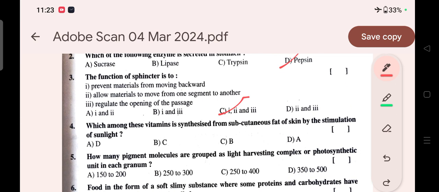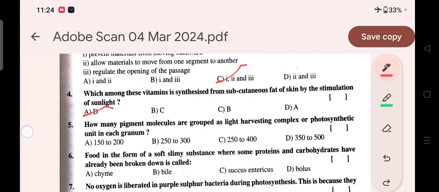Next bit. Which among these vitamins is synthesized from subcutaneous fat of the skin by the stimulation of sunlight? Sunlight means vitamin D. Option A is the correct answer.